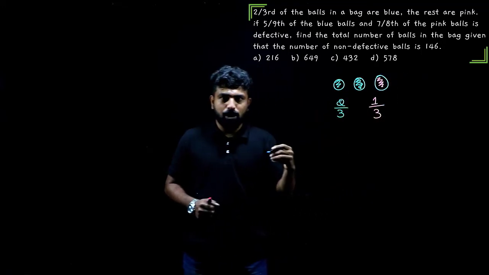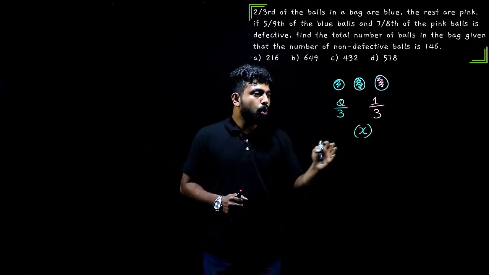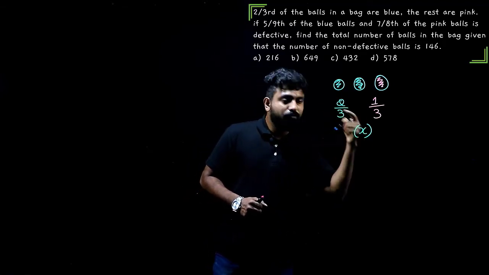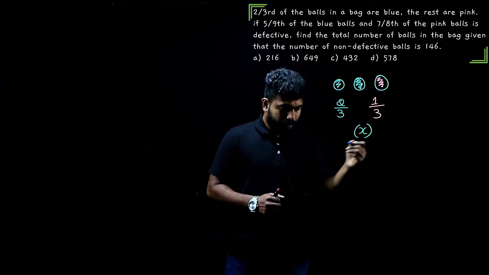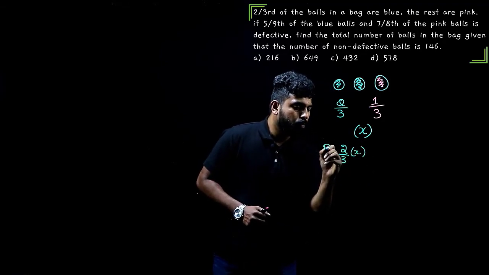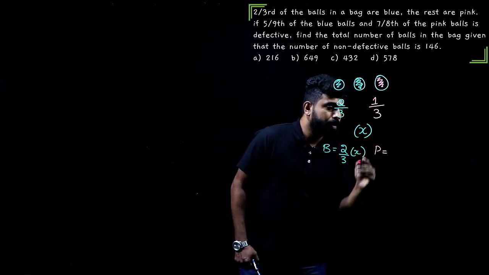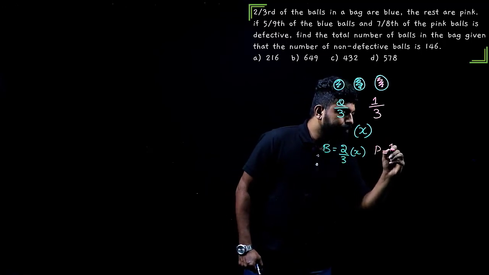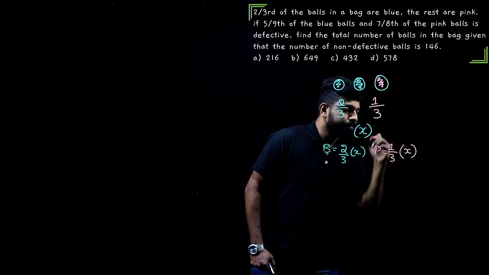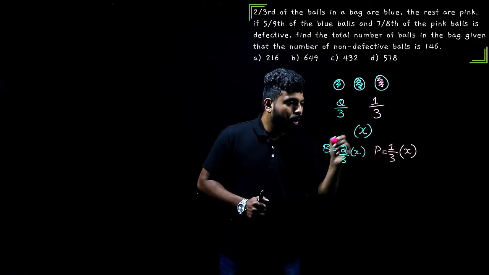So let me take the number of balls as x. So what will be the number of blue balls? It will be 2/3 of total, which is nothing but 2/3 of x. These are the number of blue balls. What about the number of pink balls? The number of pink balls will be the remaining, which is nothing but 1/3 of the total. What is my total here? It is x. So these are the total number of blue and pink balls.